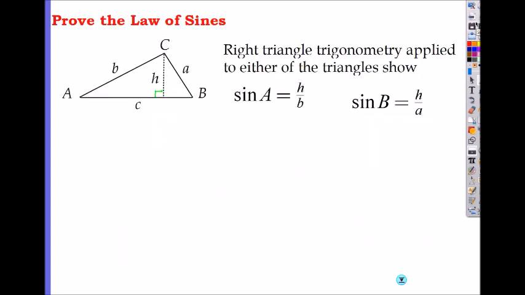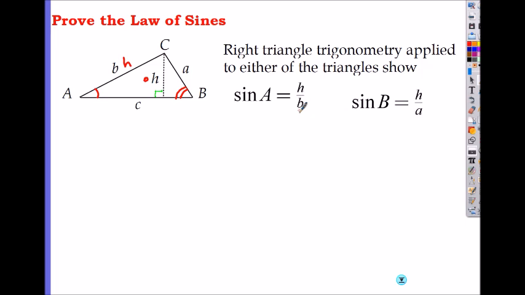So here is a non-right triangle, and I just drew the height. I'm going to use angles A and B to write an equation in terms of h. Sine of A is opposite over hypotenuse, so sine of A equals h over b. From this angle, sine of B is opposite h over hypotenuse, which is a. So I came up with two equations, and I'm going to combine them.